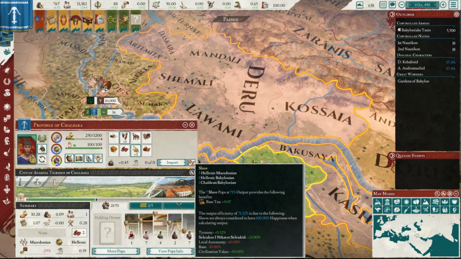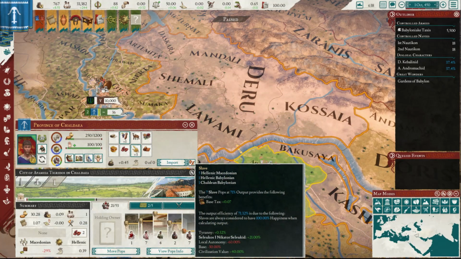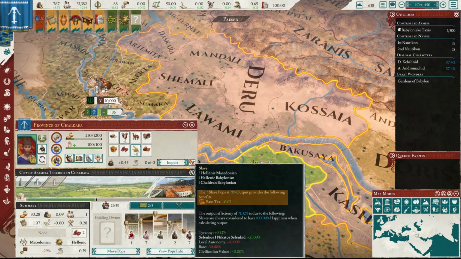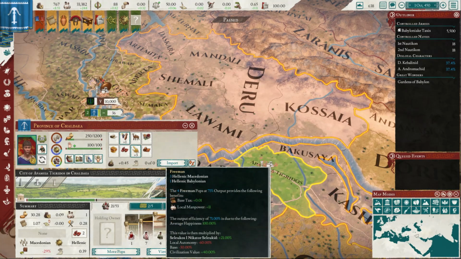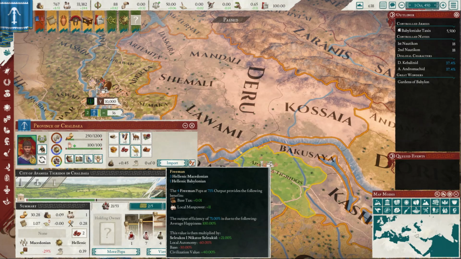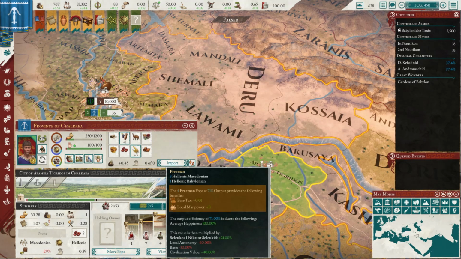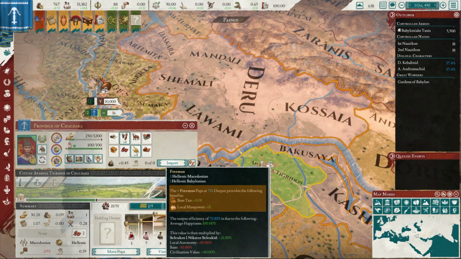Up first we have slaves. These are the lowest of the low in the ancient world, and slaves make up the backbone of your economy, creating taxable income. Next on the list are freemen. The free people of the civilized world, freemen make up your fighting force, providing the player with the manpower needed for your legions and levies, as well as a small amount of taxable income.